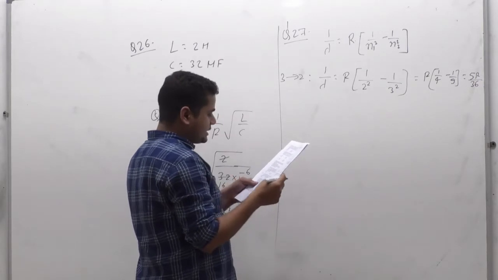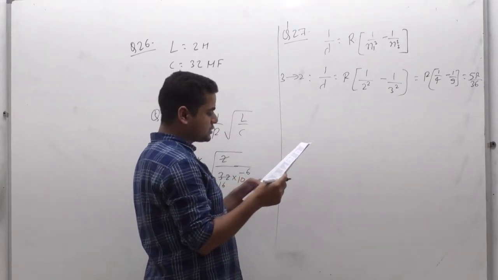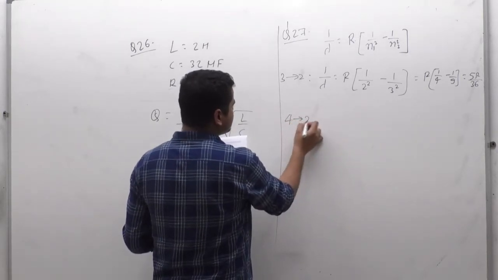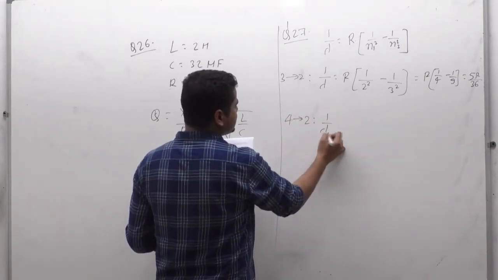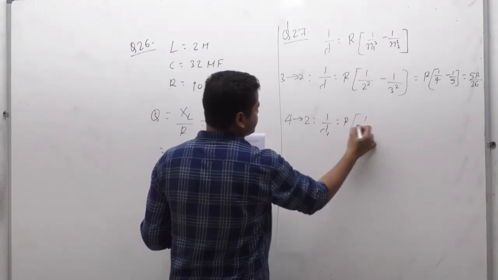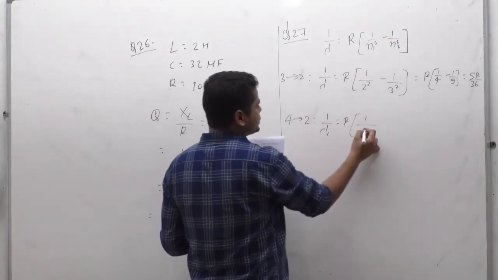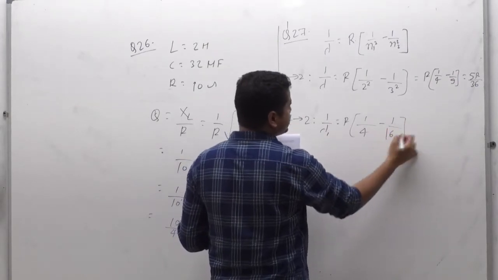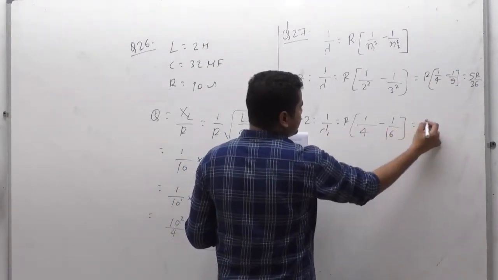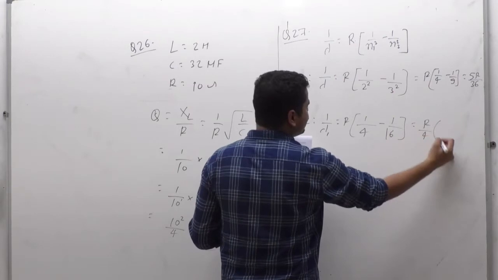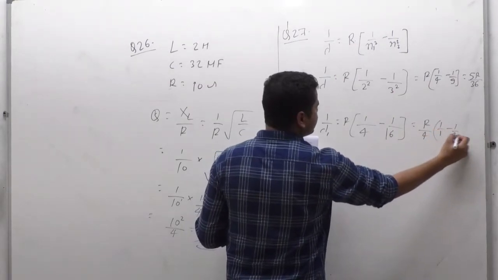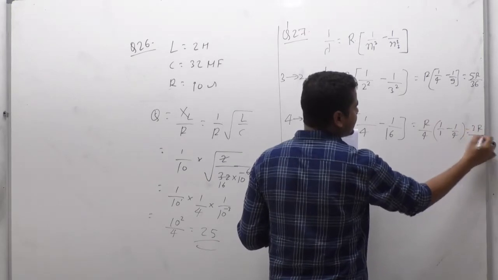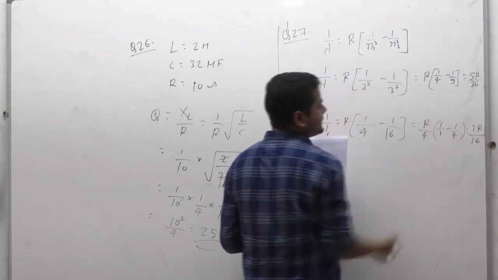Next is the wavelength of the radiation emitted for the electron jump from the fourth to second orbit. Now this is the fourth to second orbit, so let us assume this is lambda 1. R times 1 upon 2 square minus 1 upon 4 square, which is 16. R by 4 is common, so this will be 1 minus 1 by 4. So this is 4 minus 1, 3, so this will be 3R upon 16.